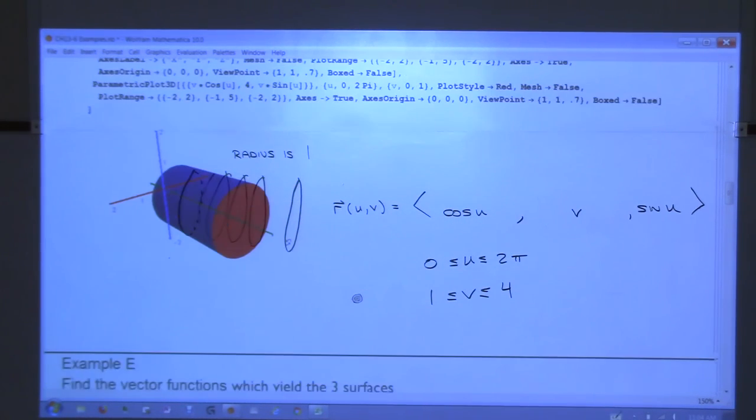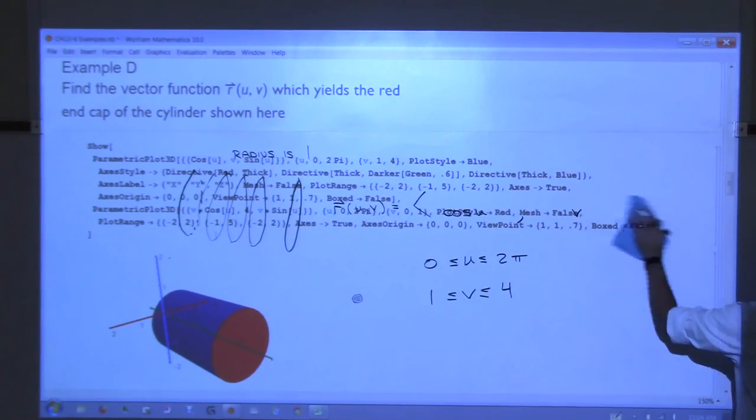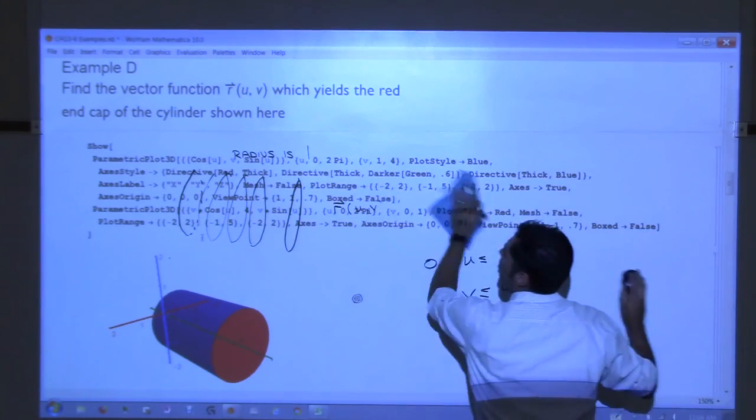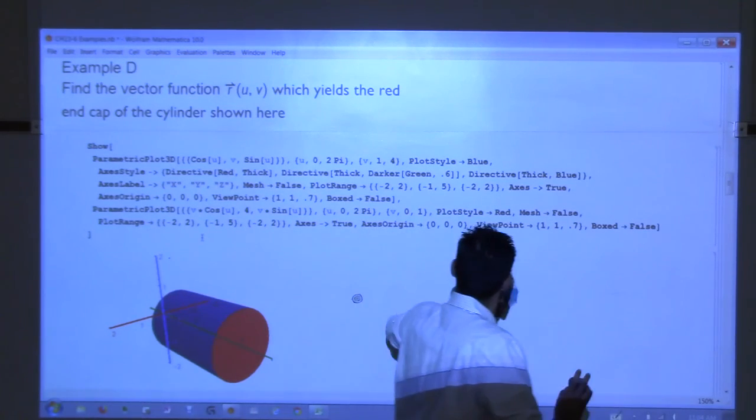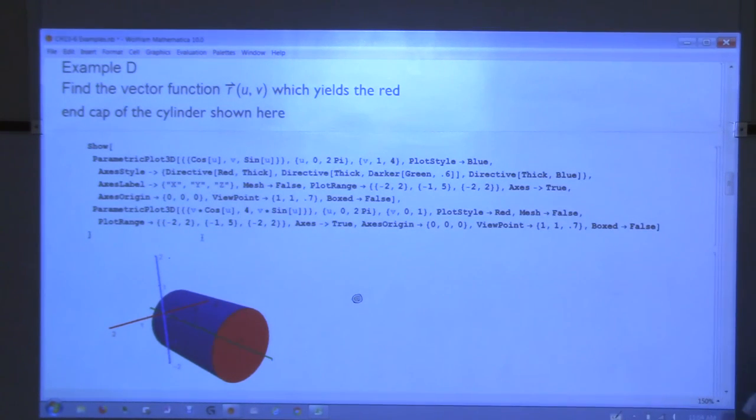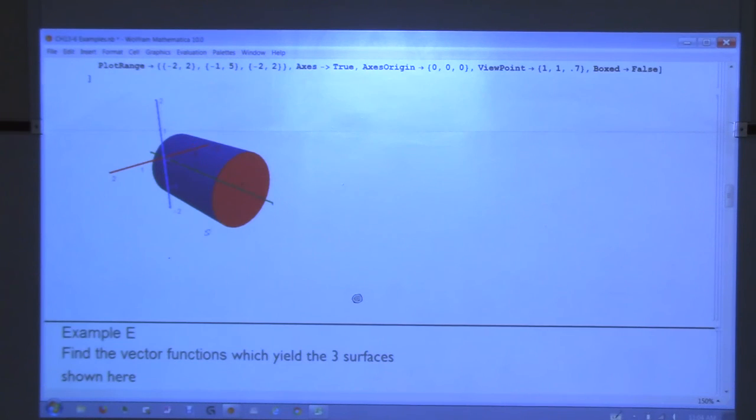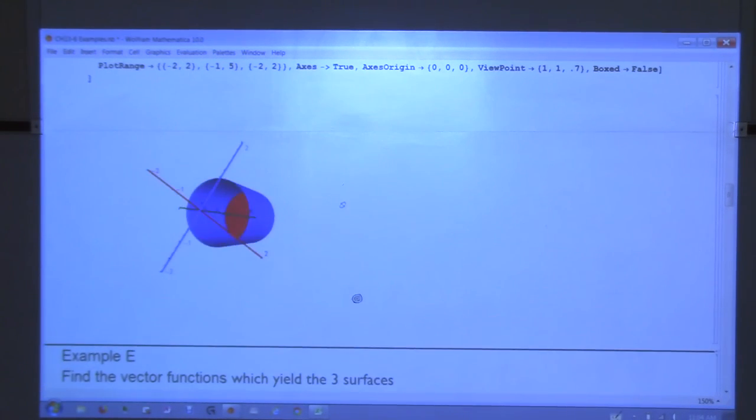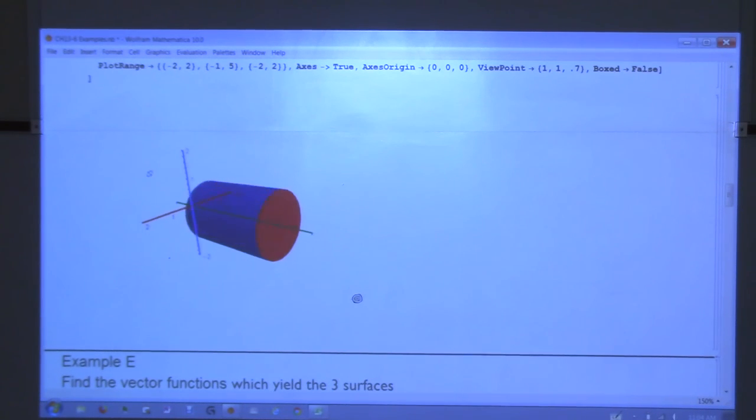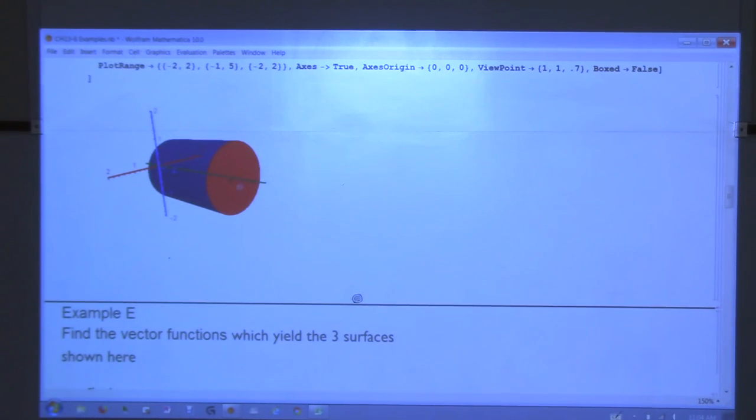This one right here. This is the exact same picture, but I just want to know the vector function that would draw the end cap, which is that part in red. So if I flip this around, it's hollow, okay? I just want to be able to draw this red end cap here, which is different than drawing the cylinder, isn't it? Yes. But that is the same cylinder from the previous example.